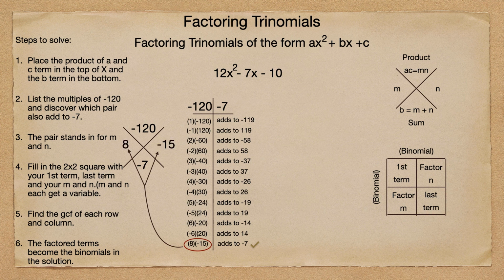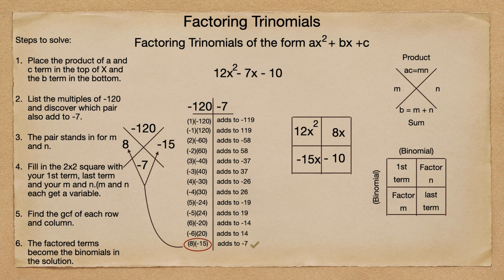And now I can begin filling out the box form. So we're going to have our 2 by 2 box, and we're going to have the first term of our trinomial in the top left. So that would be a 12x squared. Then we're going to have our last term, which is negative 10, in the bottom right. We have our m and n that we just found, which is 8 and negative 15, going in diagonal boxes. Do not forget to give them the variable.